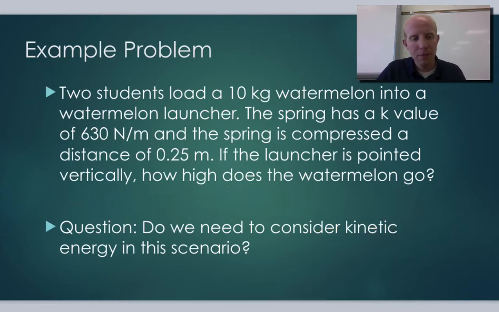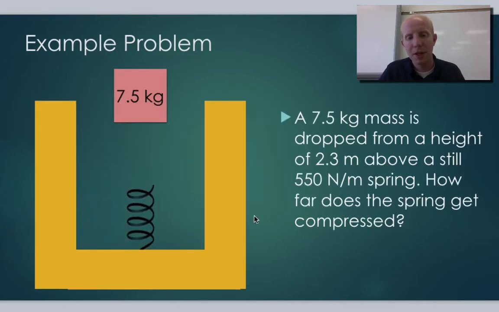Okay. Let's do another one. I hope you're starting to see how powerful this concept can be. Okay, a 7.5 kilogram mass is dropped from a height of 2.3 meters above a still 550 Newton meter spring. How far does the spring get compressed? Okay, so again, it's going to be moving in the middle, right? It's going to have kinetic energy as it falls, but the only thing that matters is it starts with potential and it ends with spring.